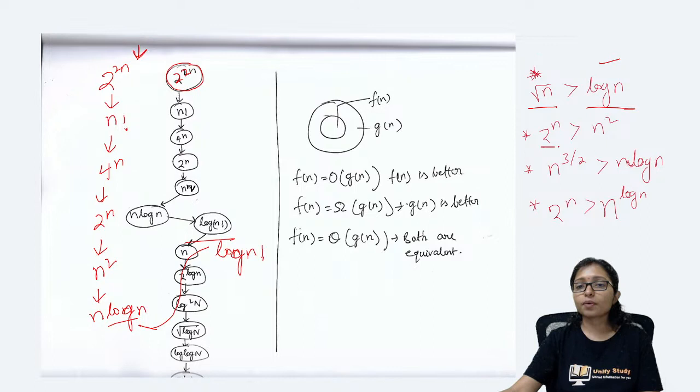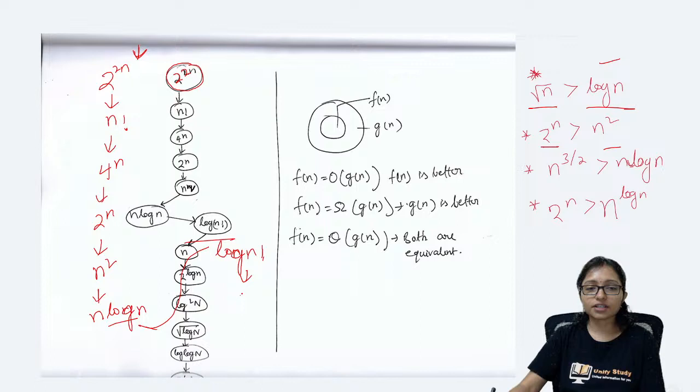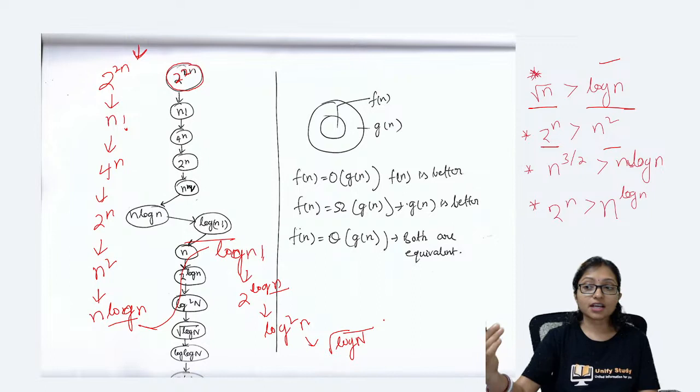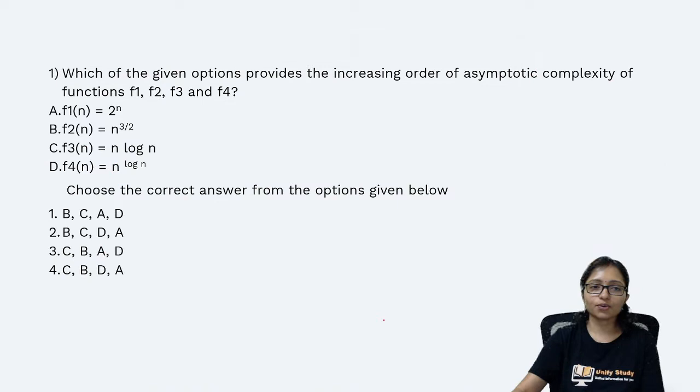And other than that, after log n factorial, there will be 2 to the power log n. That's why I already told here. And then there will be log square n. Then there will be root log n. This comparison is very, very important, because if you don't know the comparison, then you will make a mistake here. This is very, very, very important. Because just now I am going to ask the question. Just now we will do the question. So yes, here you can do the question now.